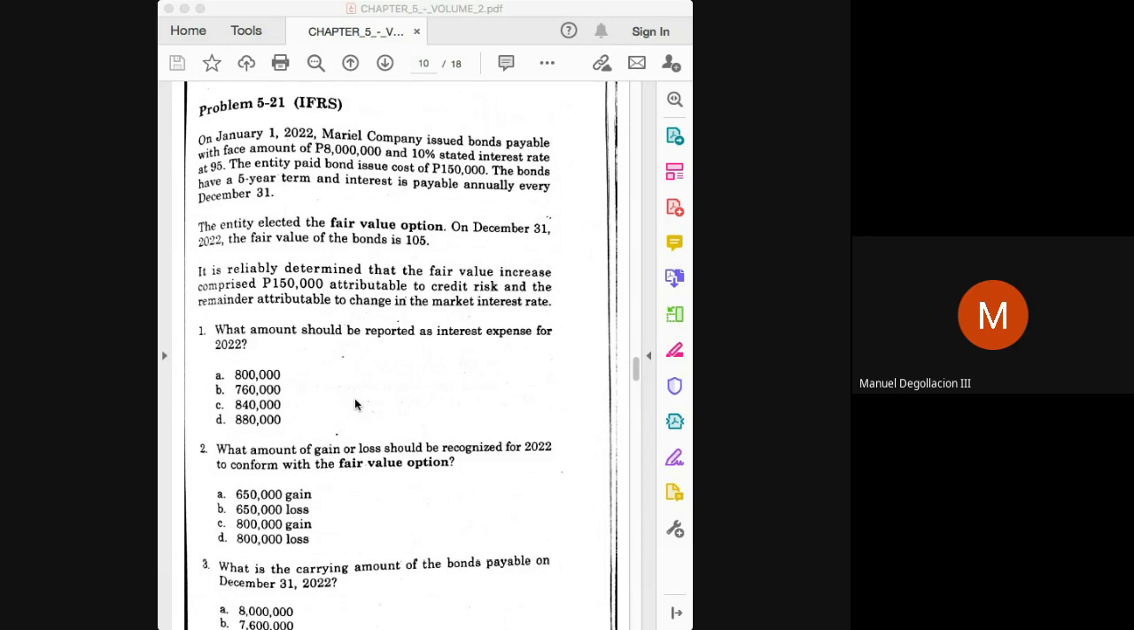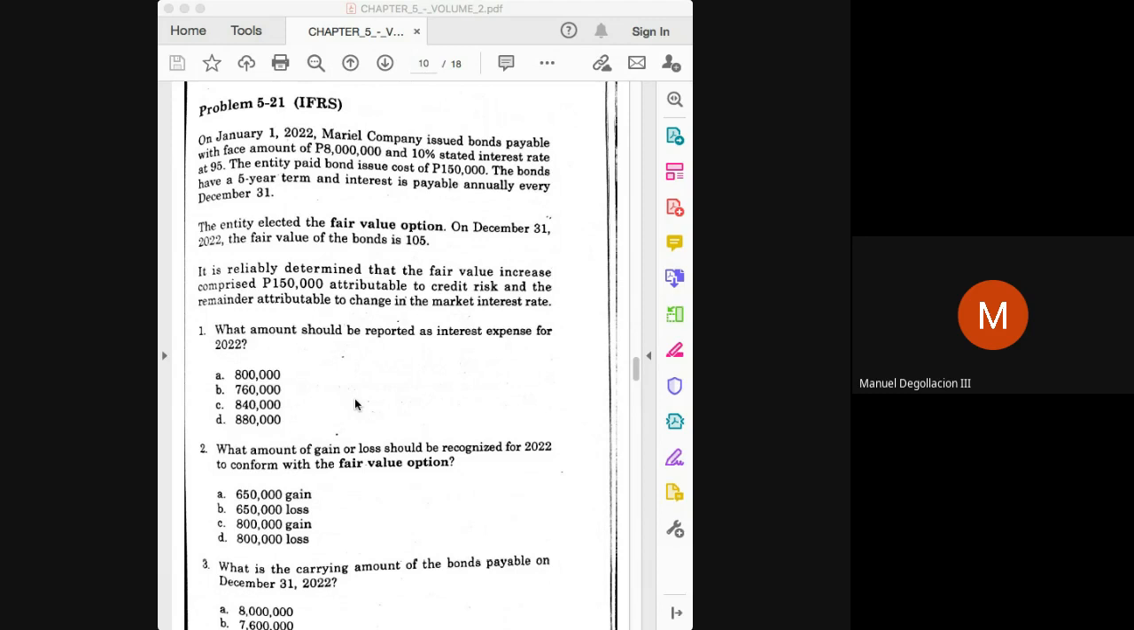Let me just compute 95 times 8 million. So that would be 7,600,000. Okay, and then by December 31, its fair value was 105, so that would make it 8,400,000. Okay, so the difference there is 8,400,000 minus 7,600,000. That will give us 800,000.